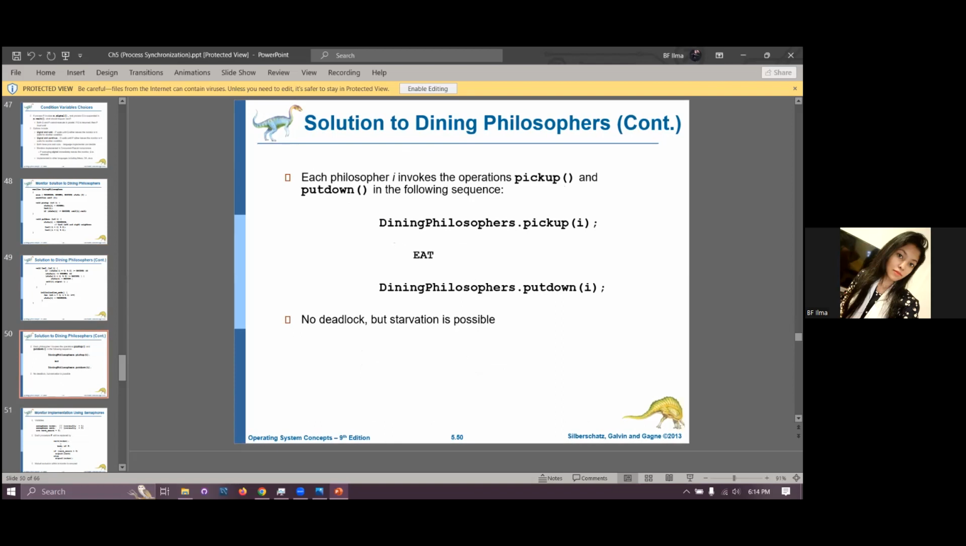Those are the classical problems with respect to critical section problems. In this case, there's no deadlock, but starvation is possible.